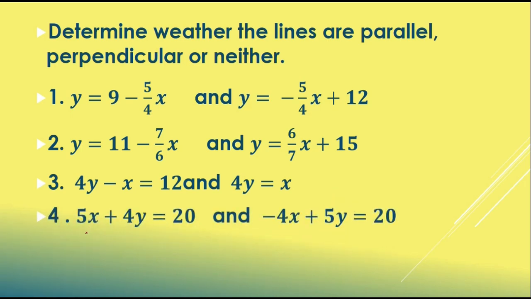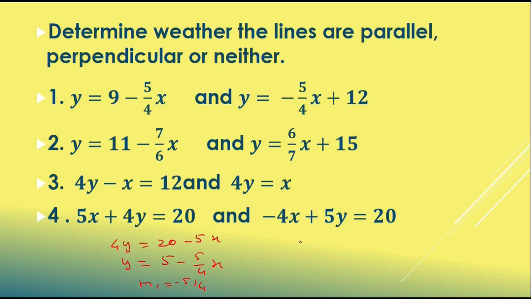Example number 4. 5x plus 4y is equal to 20. You want y, isn't it? 4y is equal to 20 minus 5x. Y is equal to, divided both sides by 4, y is equal to 20 over 4, which is 5, minus 5 over 4 x. So here m1 is minus 5 over 4.